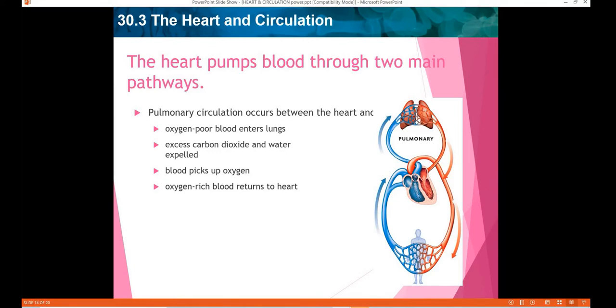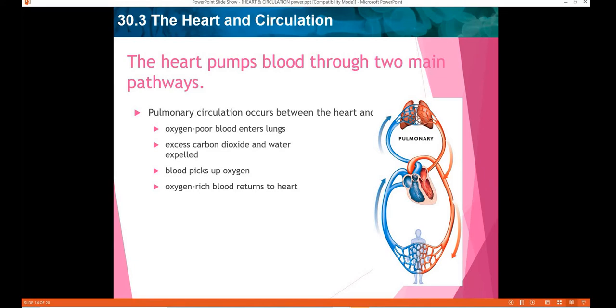Now, the second pathway is known as the systemic circulation. This occurs between the heart and the rest of the body except for the lungs. Now there is no relation between the heart and lungs. This is the second part, in which the relation is between the heart and the rest of the body.